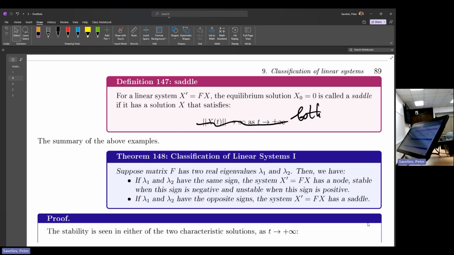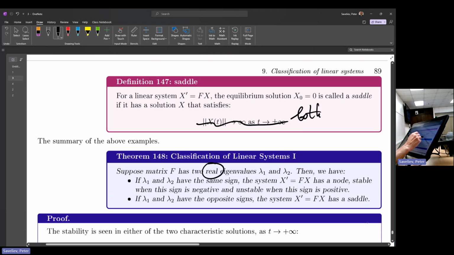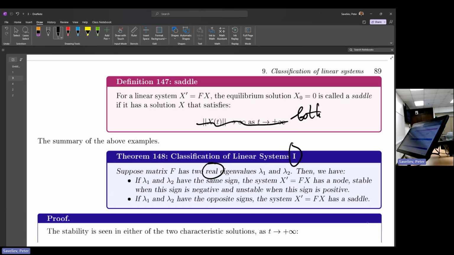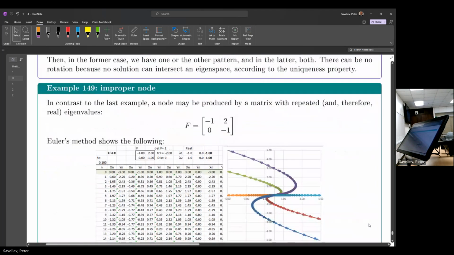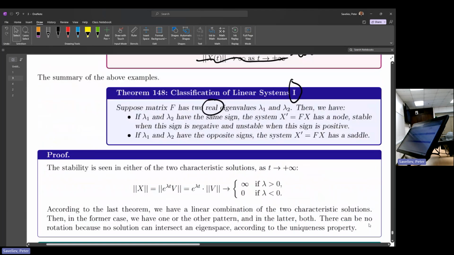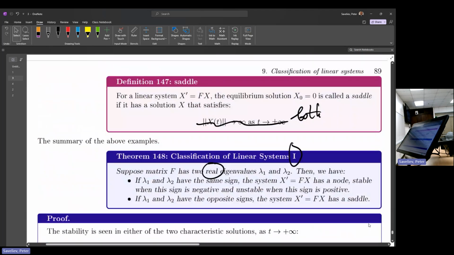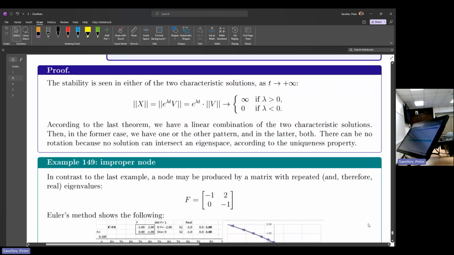If they are real eigenvalues, and that's why we mark it 1, we have 2 eigenvalues. If they have the same sign, we have a node, stable when the sign is negative, unstable when the sign is positive. And when they have opposite signs, we have a saddle. That's all. So that's a simple classification when both of them are real and whether they're equal or not.